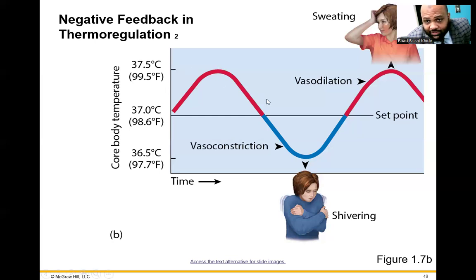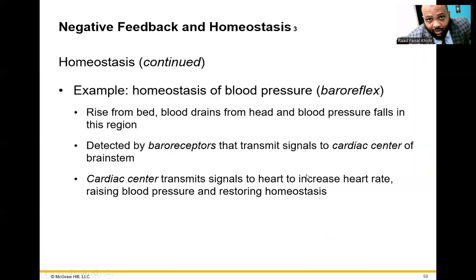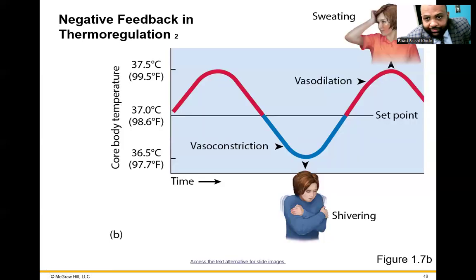Now, what about the opposite? What if temperature went down? If temperature went down from 37, we go down to 36.5. What happens is vasoconstriction. And then you start shivering, shivering thermogenesis. Excellent. We make warmth with our temperature. Very good.